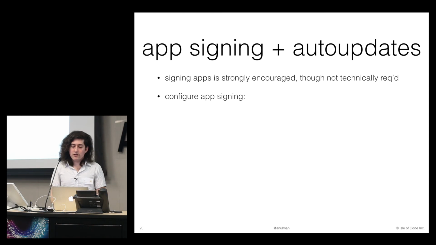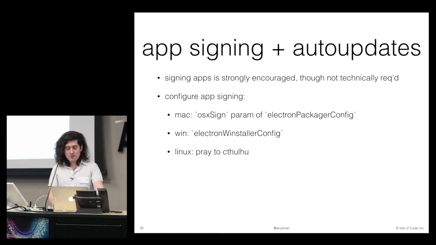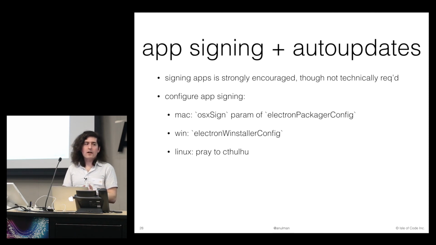You'll want to configure app signing, again, in the config file that I demoed earlier. For Macs, you add the OSX sign parameter to the Electron packager config. In Windows, you actually configure this within your Electron installer config. And in Linux, you pray to Cthulhu. The reason being, Linux auto updates depend on which package manager your flavor of Linux uses under the hood, and how you configure your package manager's repository. So for example, if you're using apt versus yum, the approach will differ.